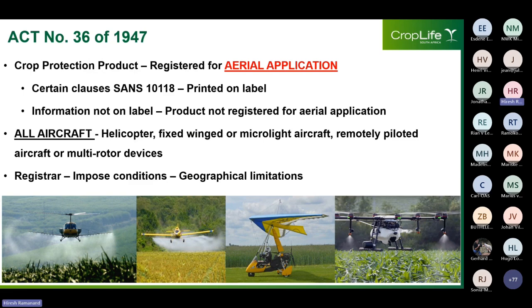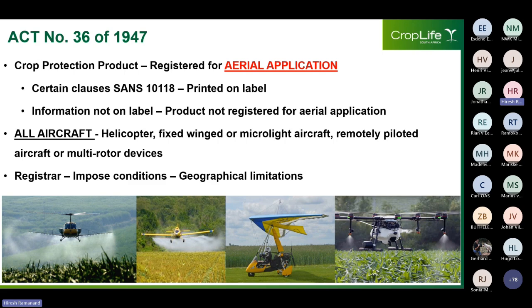Okay, according to Act number 36 of 1947, a crop protection product that is intended for aerial application must be registered for such application and must have certain clauses from SANS 10118 printed on the label, as well as specific instructions for aerial application. If this information does not appear on the label, then the product may not be used in aerial application.